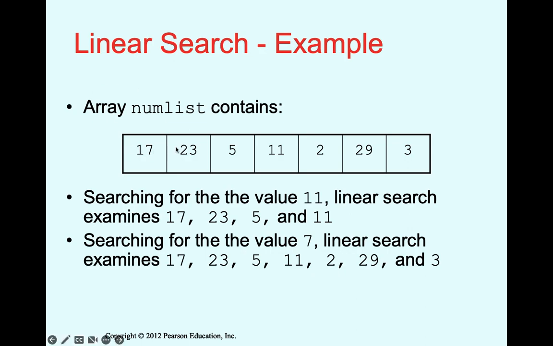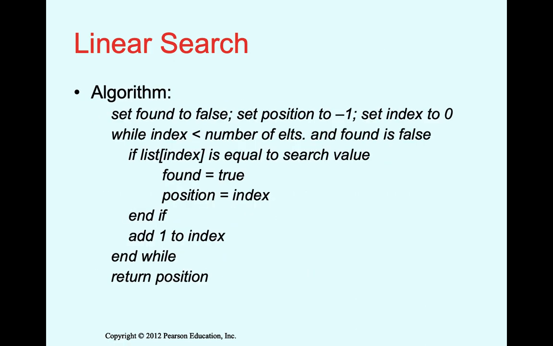For example, this is an array. Imagine you are searching for the value 11. First you check if the first value is 11. It's not. You move to the second one. Is it 11? Not. Third one, is it 11? Not. Fourth one, you find 11. If you want to search for value 7, you will keep moving, searching for 7, and you will not find the value 7. So this is called linear search.